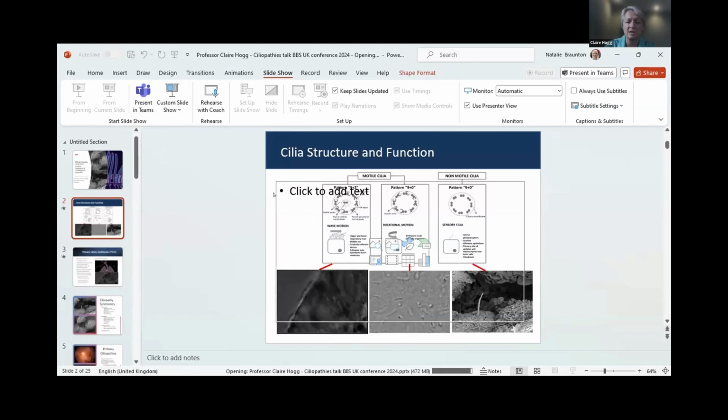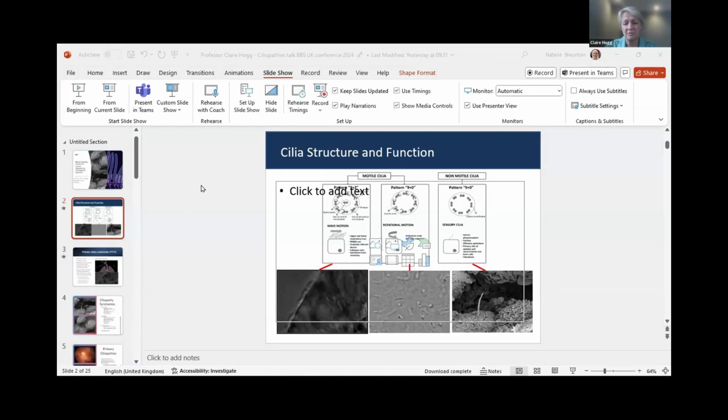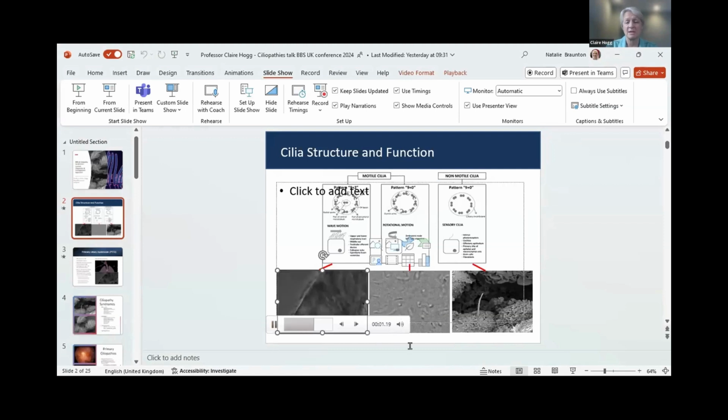I thought it would be good to just start with looking at the cilia structure and function, and looking at the difference between the motile and non-motile cilia. So the two pictures on the left, if we can just click on the videos, you'll see the different beat patterns there. The one on the left is the airway respiratory epithelium, and you can see it's covered in hundreds of motile cilia that beat in a very synchronized way and clear mucus and debris, infections, etc., out of the airway. And that's a very effective primary defense mechanism in our lungs.